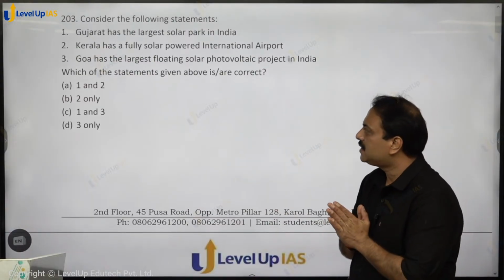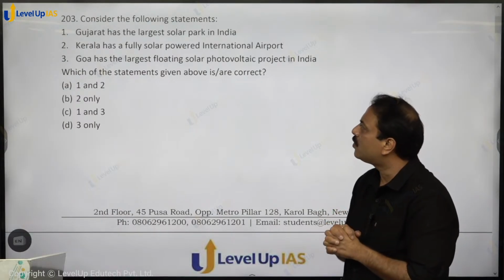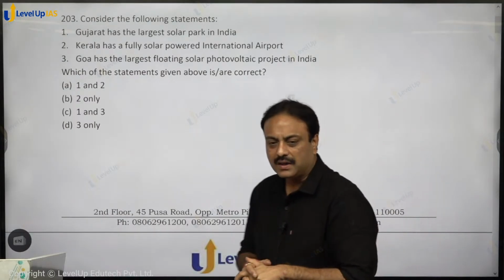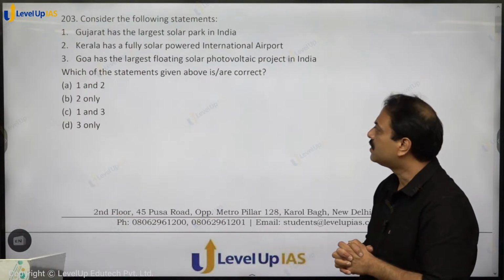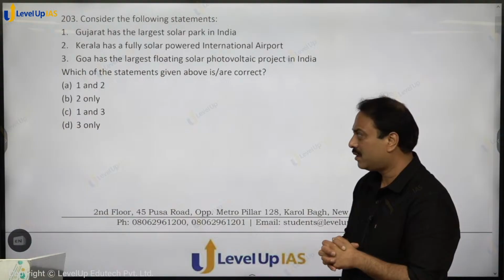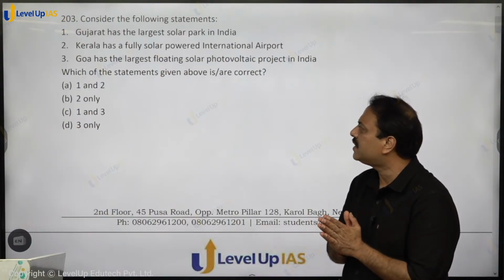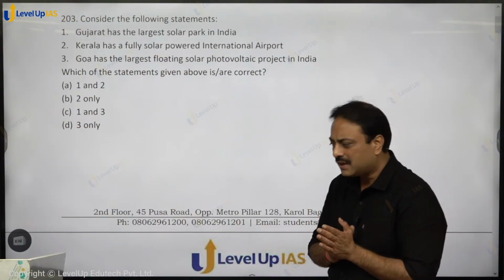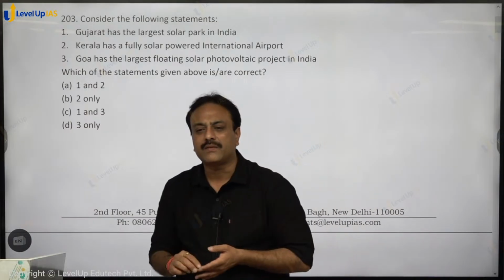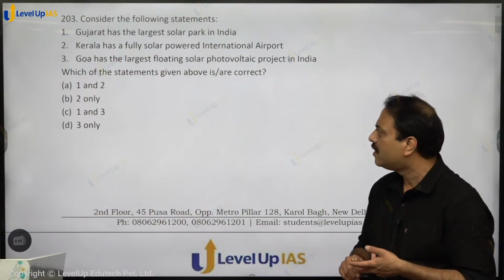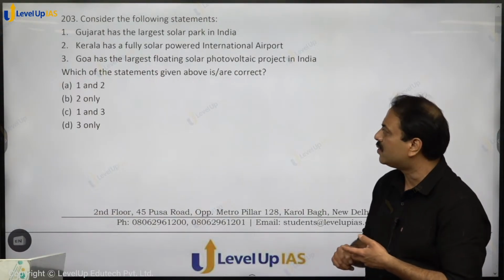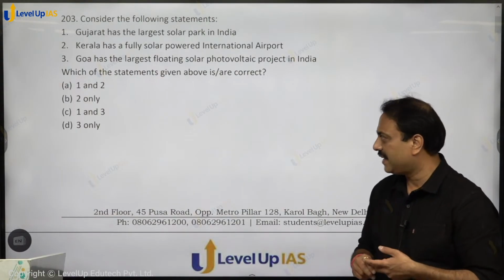Consider the following statements. Gujarat has the largest solar park in India. The largest solar park is located in Rajasthan. It is not Gujarat, so it becomes a wrong statement. Kerala has a fully solar powered international airport. The first international airport worldwide which became fully solar powered is in Kerala only, Kochi International Airport, right? And it was recognized also. So that statement is correct.